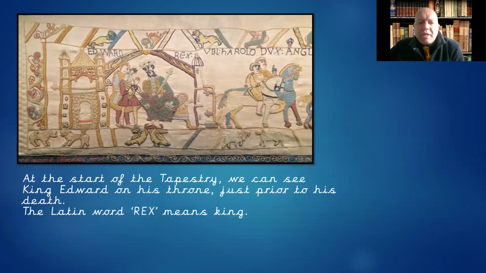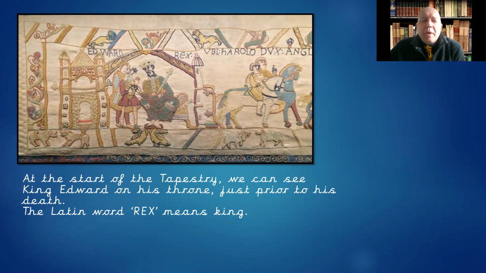So here's one of the scenes. In fact, this is the very first scene on the Bayeux Tapestry. And we can see we've got a king sitting on his throne. Now, we know this is Edward because it actually says Edward above it. And we know it's King Edward because of this word here, rex. The Latin word rex means king.